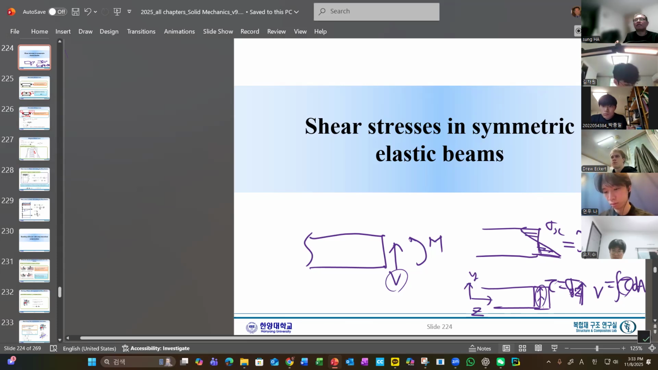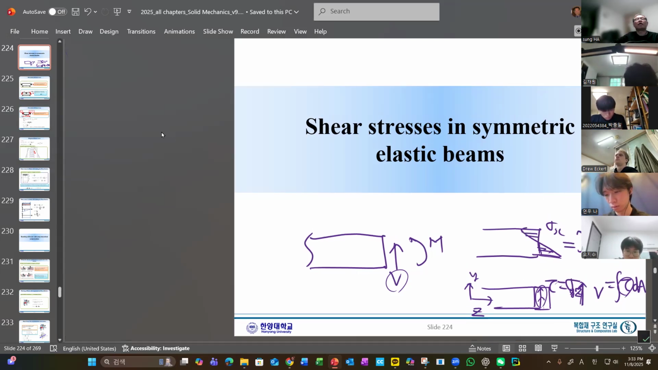Again, the main point is the shear stress on the surface. There will be a shear stress, and what kind of shear stress will cause the V? In other words, what kind of shear stress will this V shear force cause? That's what we'd like to study.